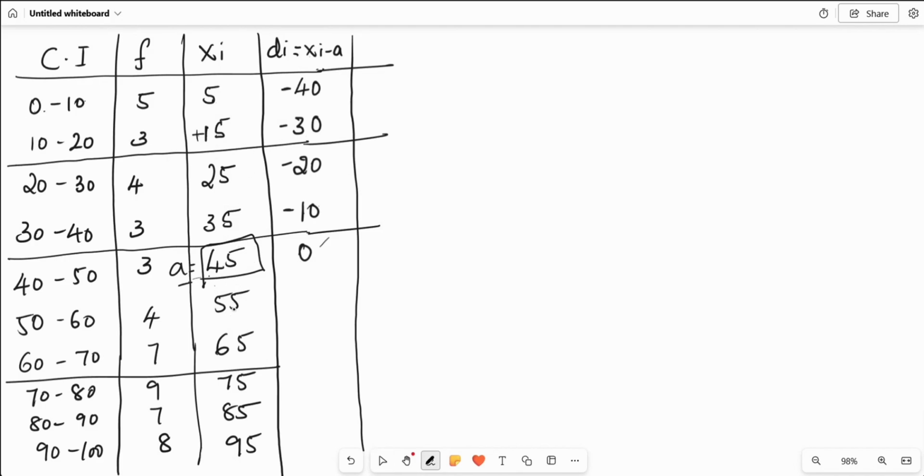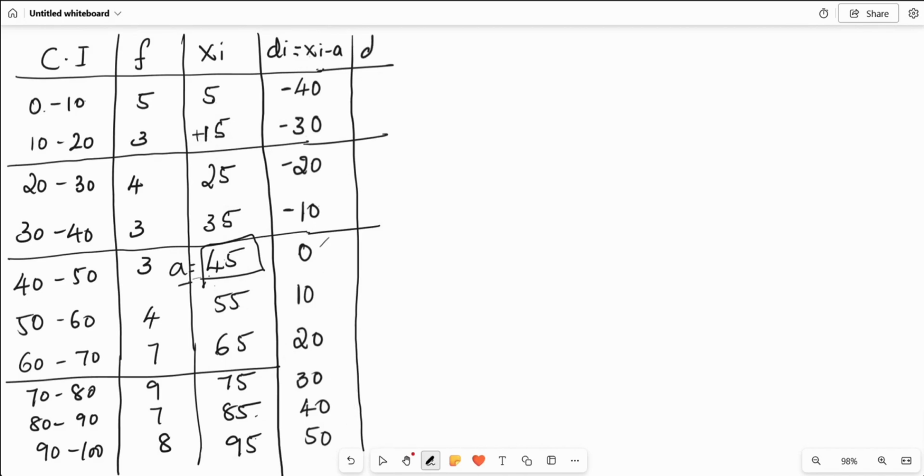Then now Xi is 55. 55 minus 45, 10. Then 65 minus 45, 20. 75 minus 45, 30. Then 85 minus 45, 40. 95 minus 45, 50. So this is the Di column.